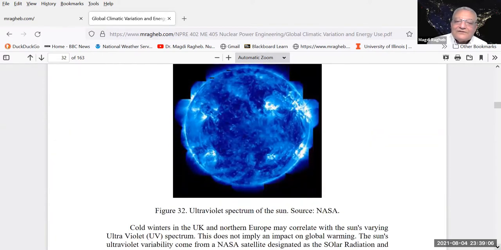And as I suggested, this is what we see when we take a picture of the sun in the ultraviolet range. And these are magnetic fields, solar flares here, when, as I suggested, the magnetic field in the corona part of the sun, or the outer layer of the sun, bulges out of the surface of the sun.